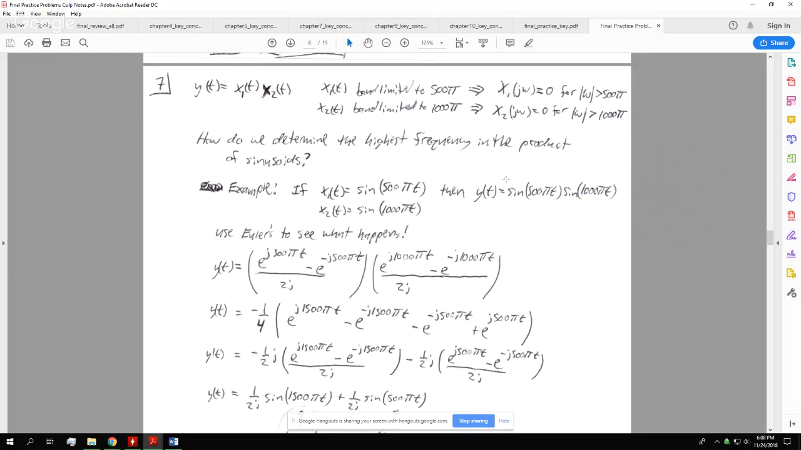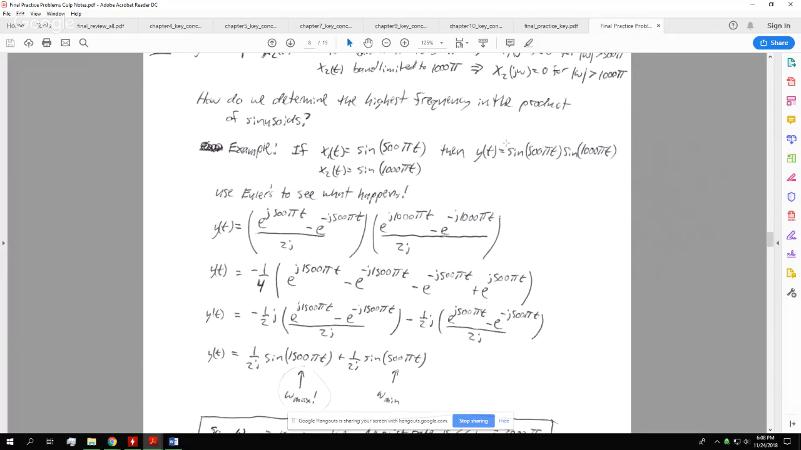So what is the maximum frequency that is associated with this product? Well, let's use Euler's identity to see what happens. I'm going to take my sine of 500t and convert it using Euler's identity. So I have e^(j500πt) minus e^(-j500πt) all over 2j, right?